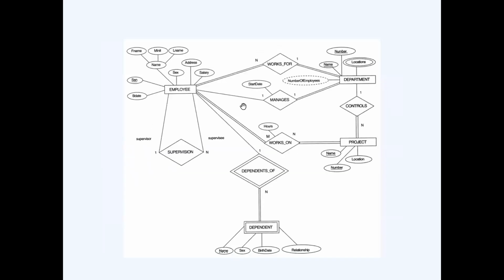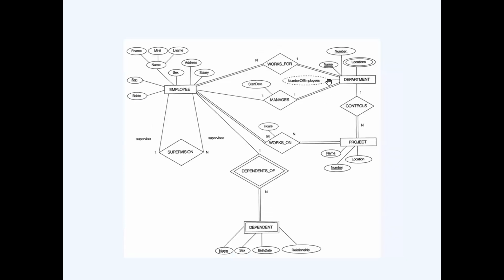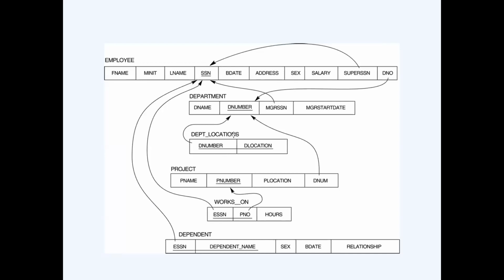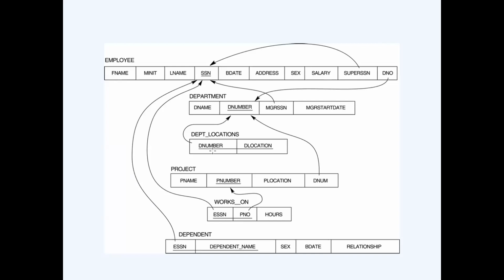The last one is many-to-many relations. We create a separate relation, works on, and include both primary keys. Combining them creates the primary key for works on. We include the number of hours. So for works on, you combine both primary keys to create the primary key, along with the number of hours. The last one is the multi-value attribute locations. So we create a separate relation, department locations, and the department number together with the location creates the primary key for this.